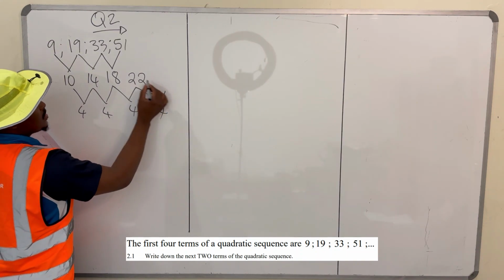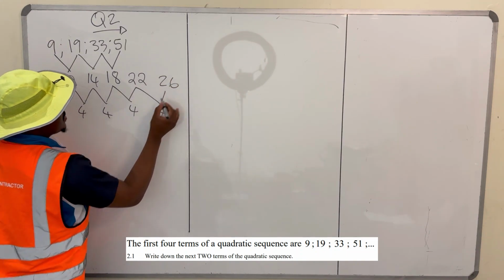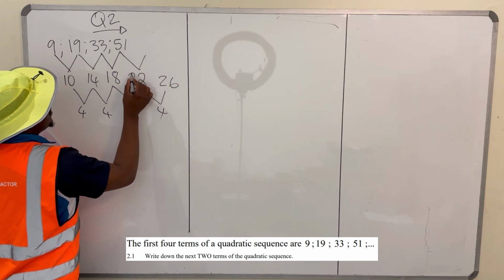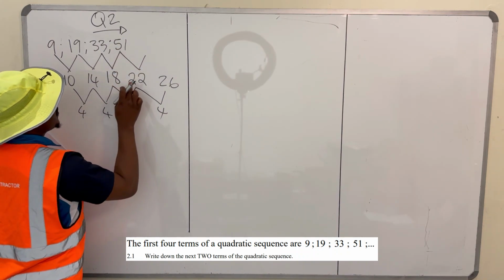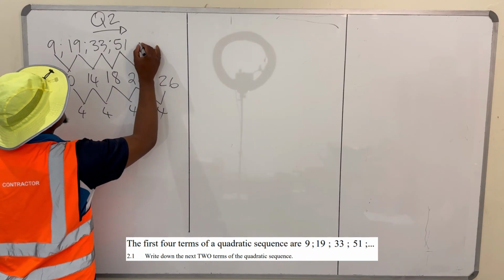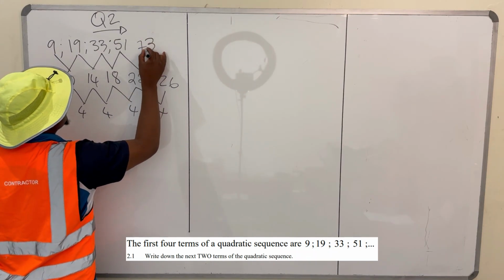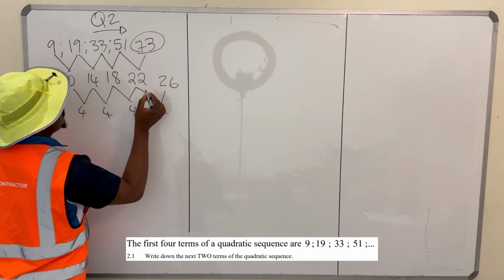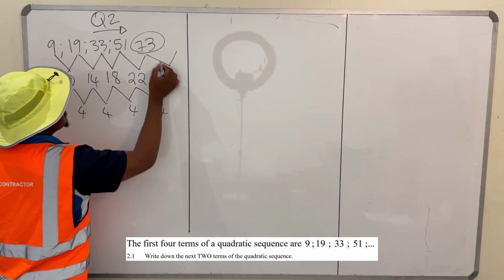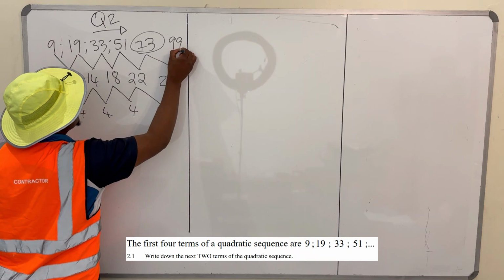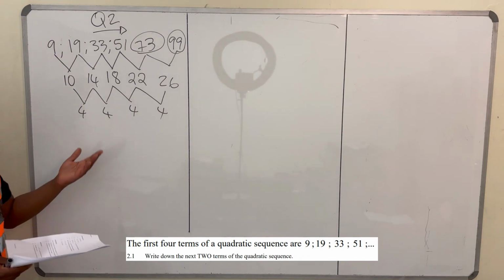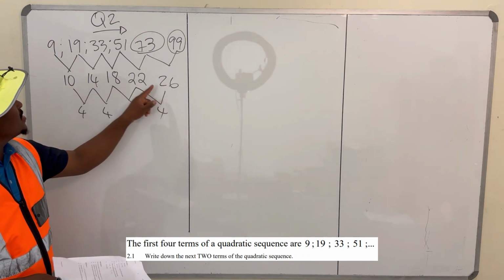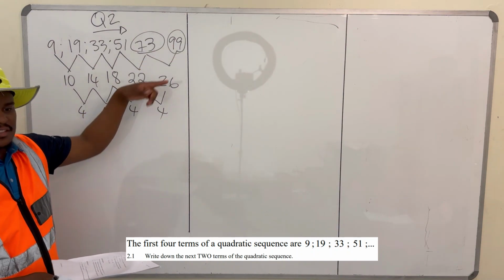This is 26. So 51 plus 22 is 73. So this is our term. And then the next one, this and that, is 99. So these are the next 2 terms. Is it clear? Yes. You just need to extend this, add this, add that, then you're done.